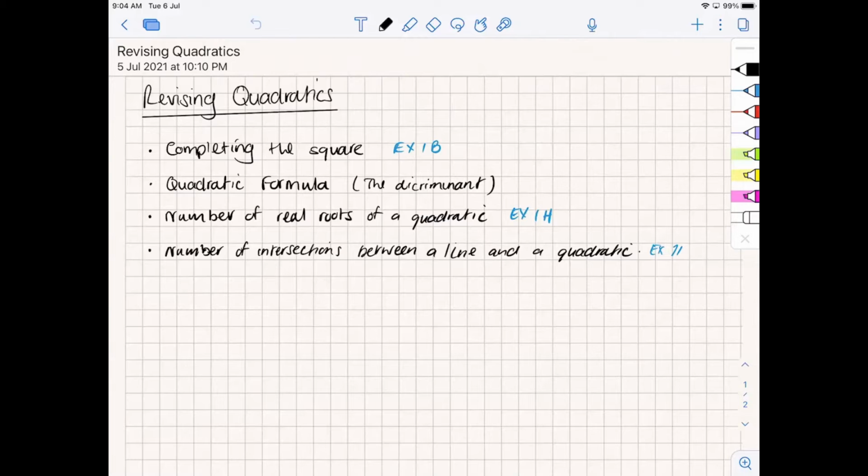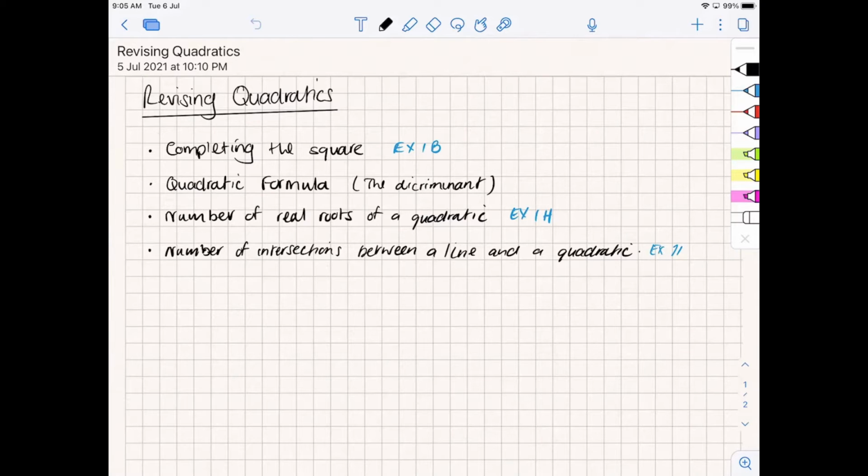So the one that I noticed that some of you still struggle with is completing the square. All right, so we'll have a look at that. Then we'll look very briefly at the quadratic formula, okay? Not how it's derived. If you want to learn that, go and look up a video, but more importantly, the discriminant part of it, right?